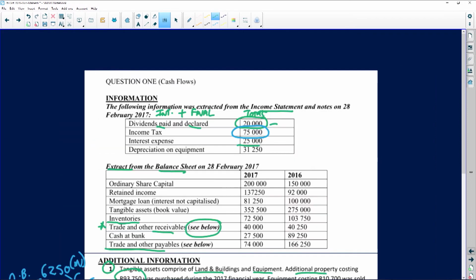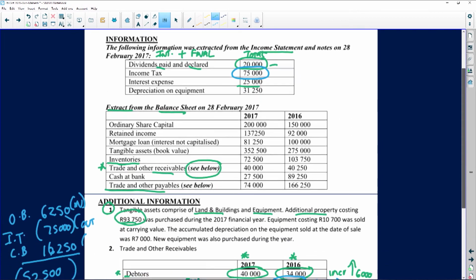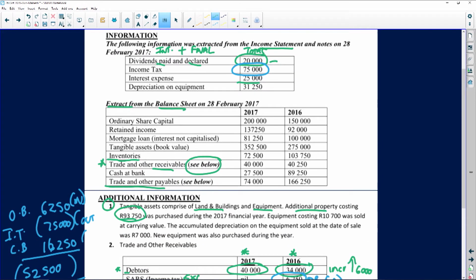Let's read on. Did we buy any equipment? Right, so equipment costing 10,700 Rand was sold at carrying value. The accumulated depreciation on equipment sold at the date of sale was 7,000.